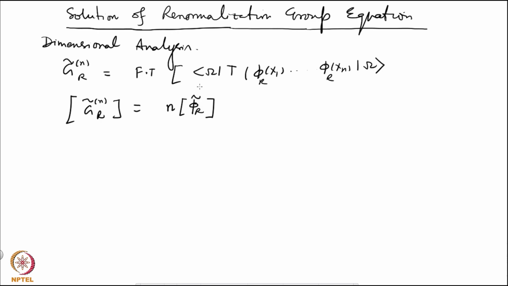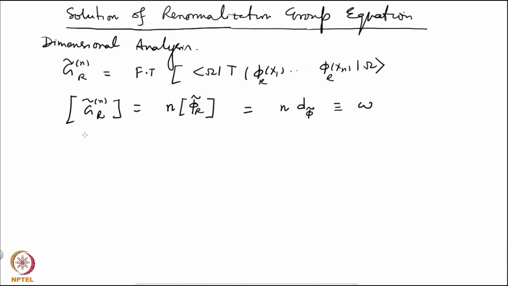Now I will call this object omega. Later I will put this n times phi tilde r. In fact, I will first write this as n d of phi tilde. So for this phi tilde r, the dimension of this I am denoting by d phi tilde, and this is what I am going to write shortly as omega. That is the definition of omega.